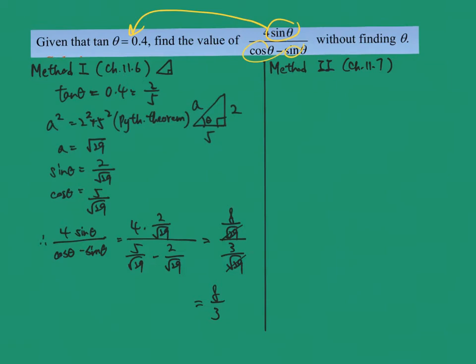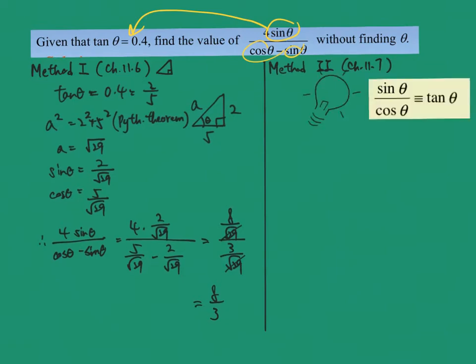Let me give you some tips. You can use this identity: sine over cosine equals tangent. The textbook will tell you, you can change sine theta to be the subject. That means sine theta equals cosine theta times tangent theta, and then substitute sine theta in it. You can get a value. And I'm going to tell you my method.